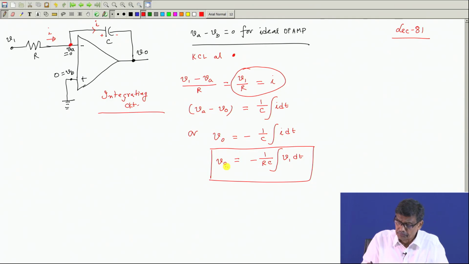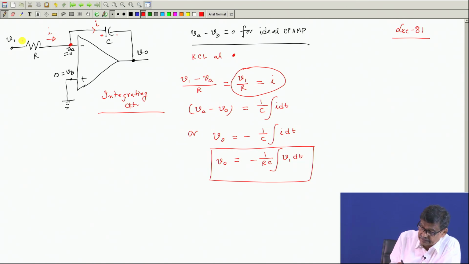It will of course invert the input signal. After integrating, it will scale it up or down depending upon 1 by R C. So, there will be an amplification factor as well as inversion of this input signal, as we can easily see.